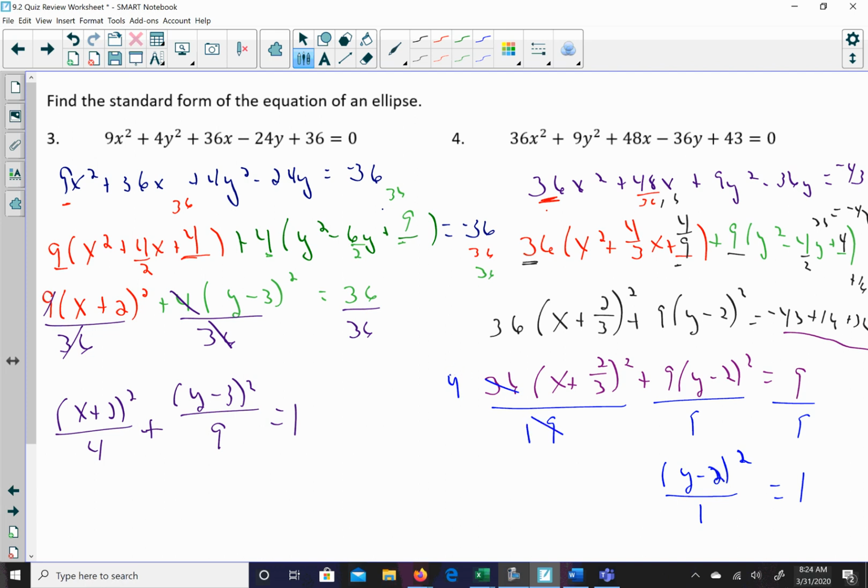The problem is I need this up here to be a 1. So the easiest thing to do is to multiply this by 1/4, which would mean I would have to multiply the denominator by 1/4. So this will end up being x plus 2/3 squared over 1/4. And again, we've talked about that. It's okay to have a fraction within a fraction for the equations of an ellipse.